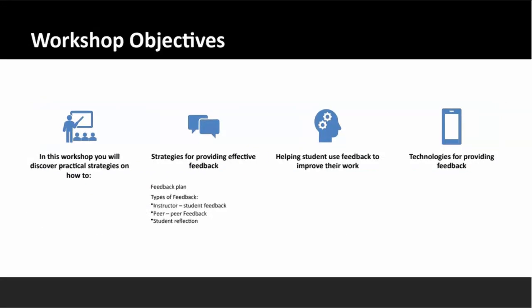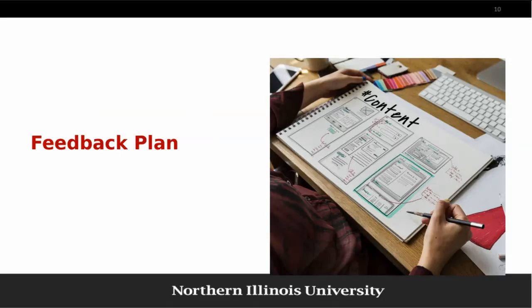The objectives for today are to look at different strategies for providing effective feedback. Some of those techniques are to have a feedback plan, how to help students use that feedback to improve their work, and different technologies for sharing feedback. A feedback plan is a very good tool that can help you as an instructor to think carefully about how you're going to strategize your feedback.